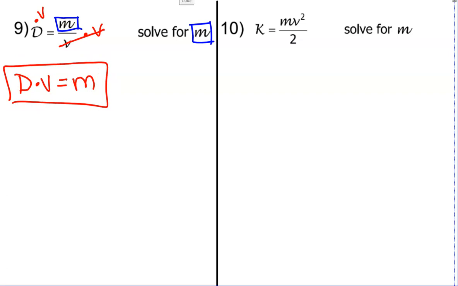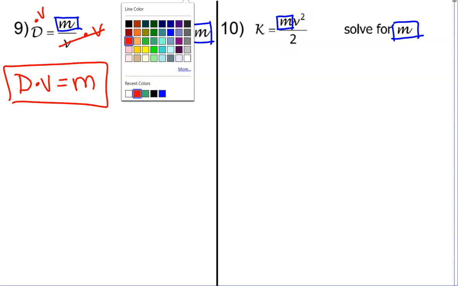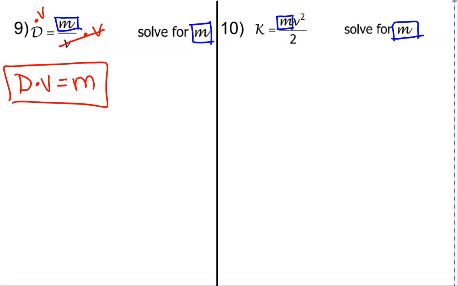All right, number 10 is a little bit more involved. Again, it wants m by itself, so I'm going to draw a box around that. There's a couple things going on. M is being multiplied by v squared. It's also being divided by 2. So what am I going to do first? We're not all fans of fractions, so let's get rid of that fraction. I'm being divided by 2, so I'm going to multiply each side by 2 to eliminate that piece. K times 2 is equal to 2k is equal to mv squared.